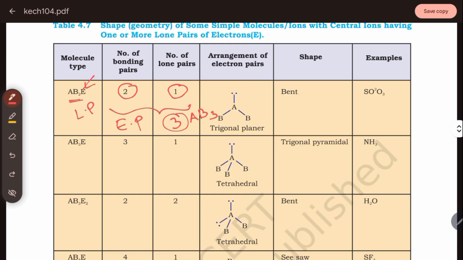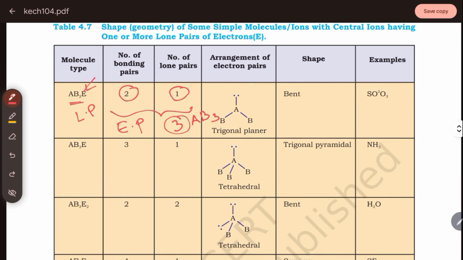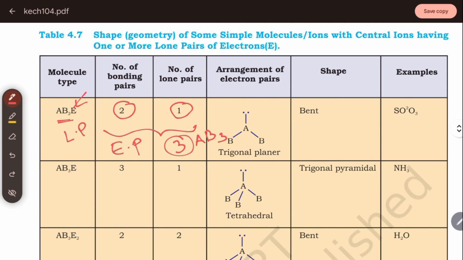AB3 type of geometry. And so what do I expect? AB3 type of geometry means I expect a trigonal planar form. So trigonal planar form. So one will be the lone pair, rest will be the bond pairs.